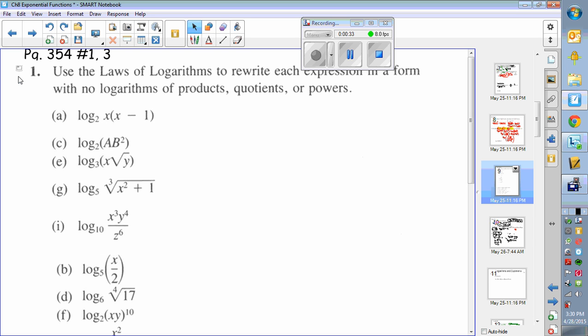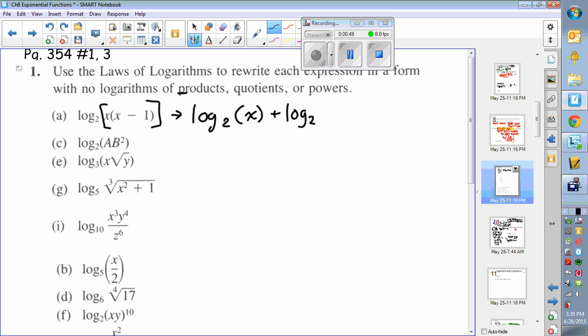So we're going to start with part A, log to base 2 of x times x to the minus 1. That would be a product that we have to deal with. So we'll rewrite that as a sum. Log to base 2 of x and log to base 2 of x minus 1. Okay, there's no more products, there's no more quotients, there's no more powers, so A would be done.